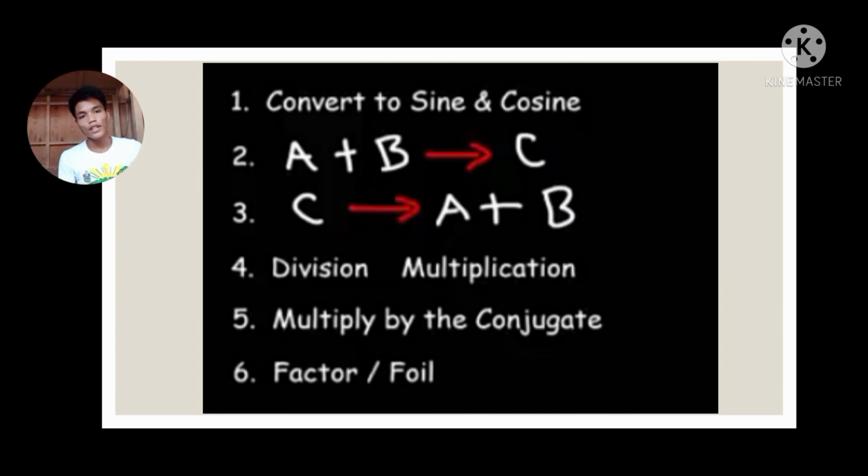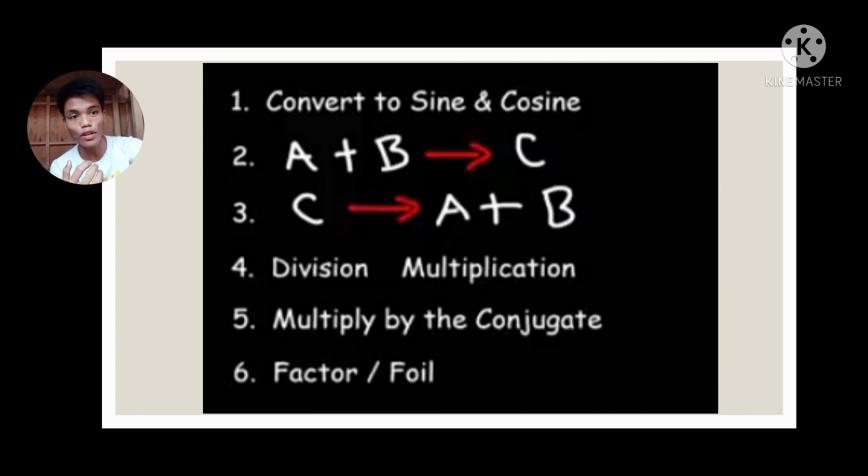Okay, so here are some techniques, listed on the board, that you can use to verify trigonometric identities. First, convert to sine and cosine. Then a plus b over c, and c over a plus b. Then number 4, division and multiplication, multiply by the conjugate. And number 6, factor and FOIL. So these are the 6 techniques that you are going to use to verify trigonometric identities.